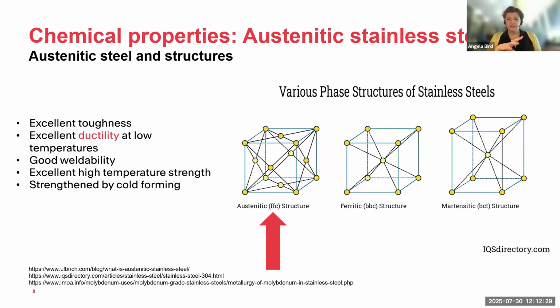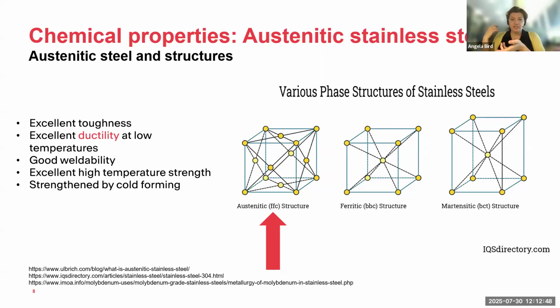The crystalline structure gives excellent toughness and ductility, even at extremely low temperature. Ductility basically means that it can sustain plastic deformation under tensile stress. If you put that plainly, I guess it's like that it can be stretched and pulled and drawn into a different shape.